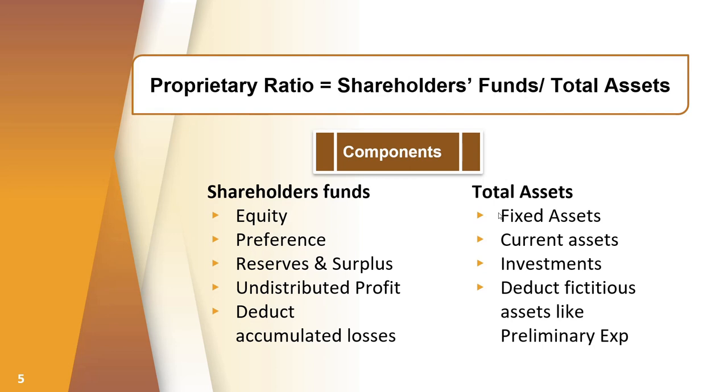These are about the proprietary ratio. From this lesson, we have to understand that the proprietary ratio is the most important and most relevant ratio which helps the management to analyze the financial position by creating the relationship between shareholders' funds and total assets.